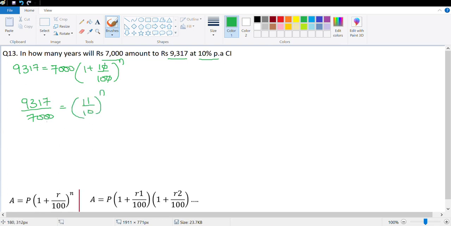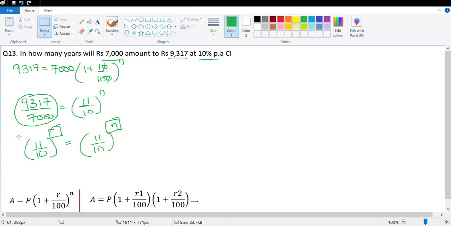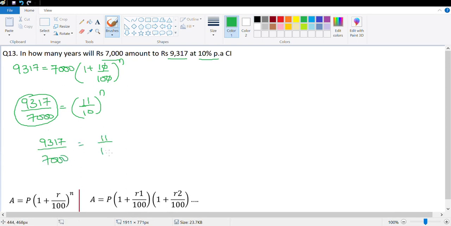Now, similar question as last time, but this time the n is missing, which means I have to do something on the left hand side so that whatever number I get here and 11/10, whatever number is here, they will be equal if I get the left hand side as (11/10) raised to power something. So I have to convert this into 11/10 somehow so that I could equate the two powers. Let's see if there's anything common between 9317 and 7000. So 9317/7000 is equal to (11/10) raised to the power n.